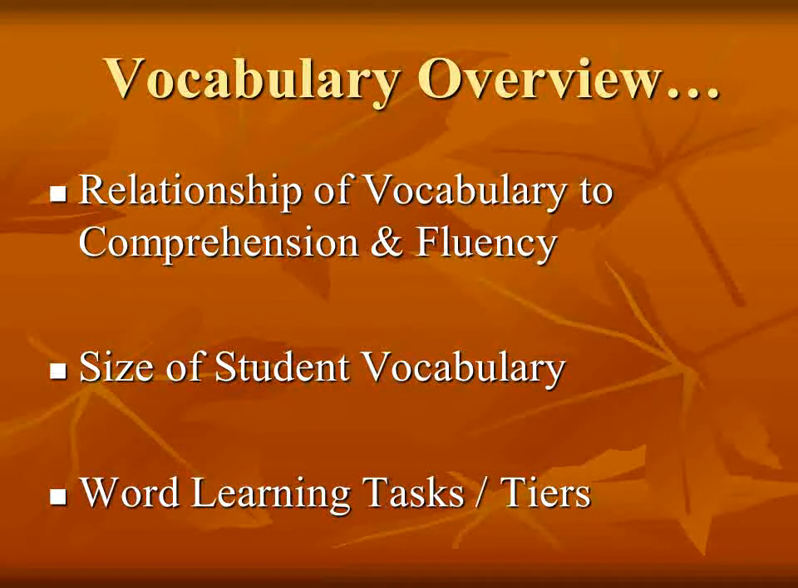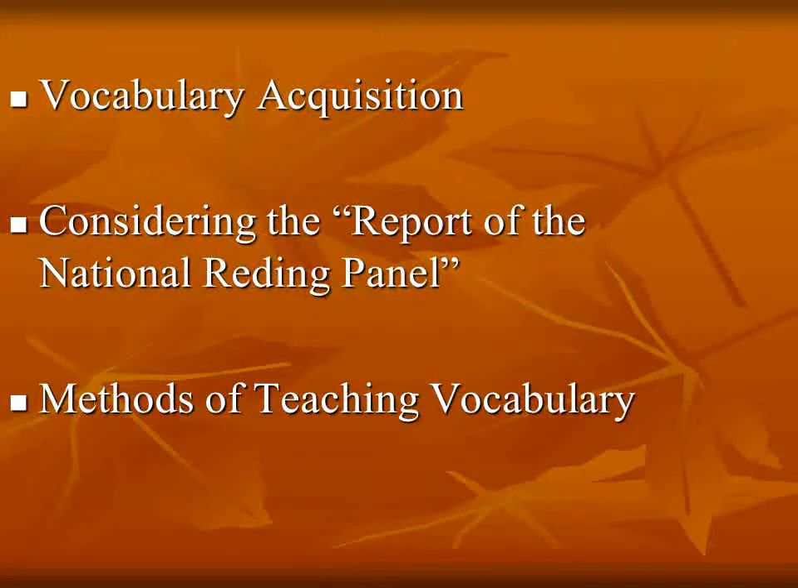Before we begin, I'd like to present a simple overview of this narrated PowerPoint. First, we'll look at the relationship of vocabulary to comprehension and fluency. Next, we'll examine the size of student vocabulary, and then we'll look at what we call word learning tasks and tiers of intervention. Then we'll look at the process of vocabulary acquisition, followed by considering the report of the National Reading Panel, and then we'll finish by examining methods of teaching vocabulary.